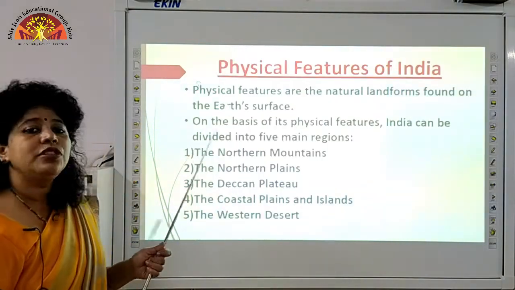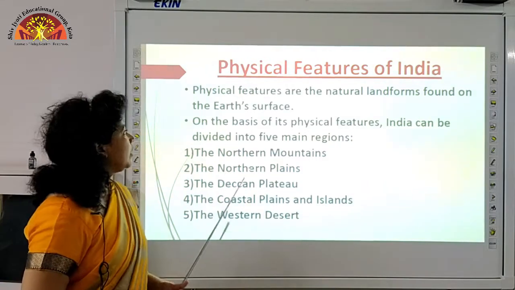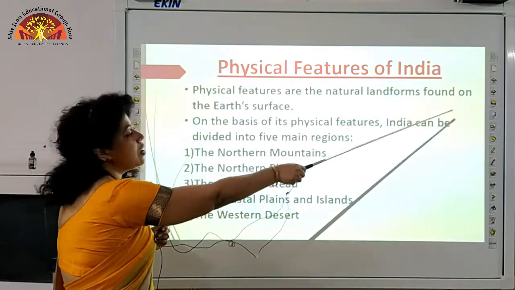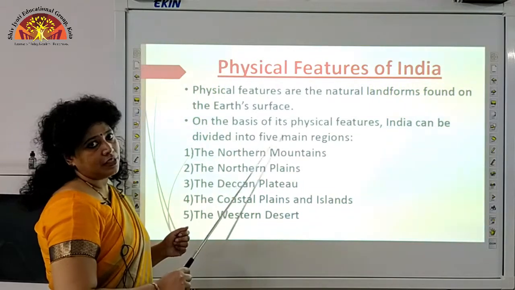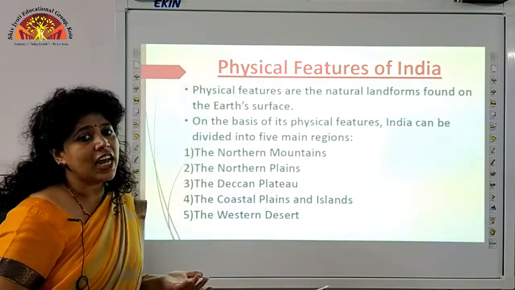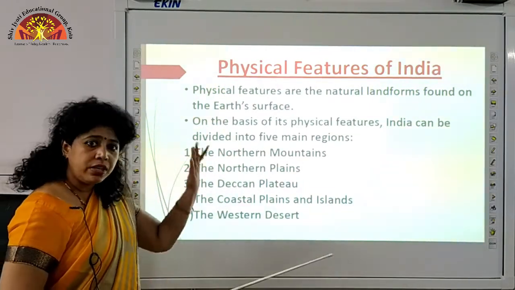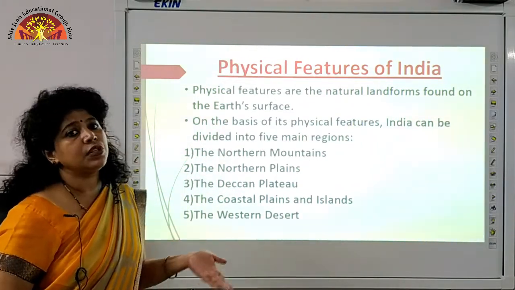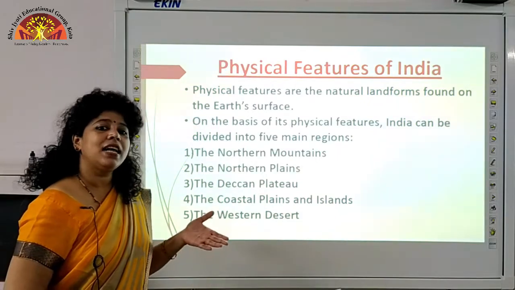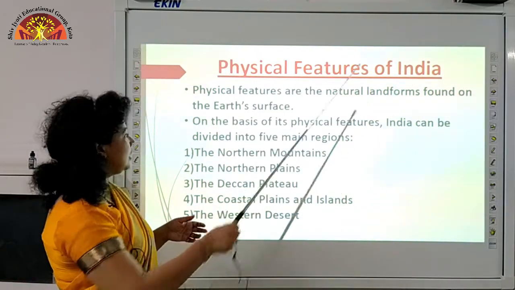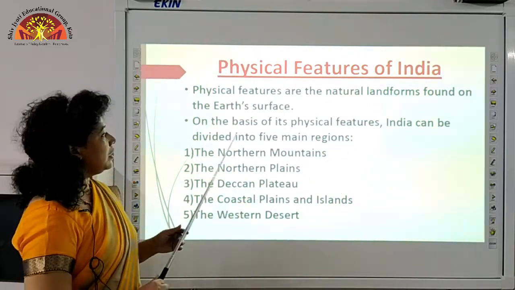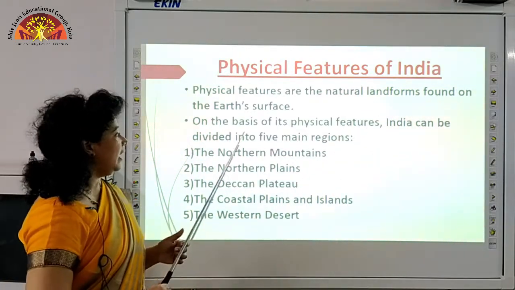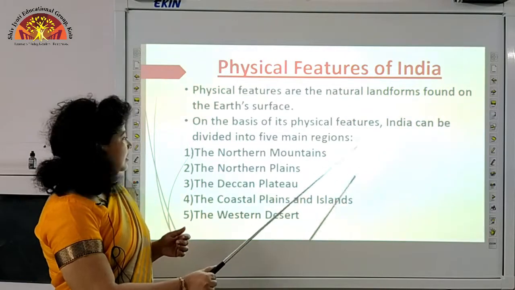Now let us come to the physical features of India. Physical features are the natural landforms found on the earth's surface. So what are these natural landforms? You have the mountains, the deserts, the plains, the plateaus. These are examples of natural landforms. And on the basis of its physical features, India can be divided into 5 main regions.